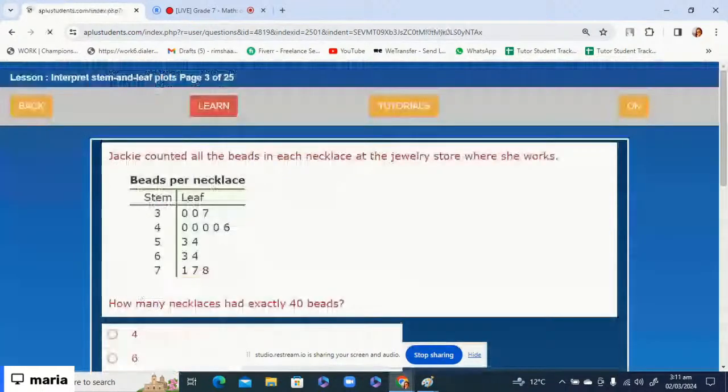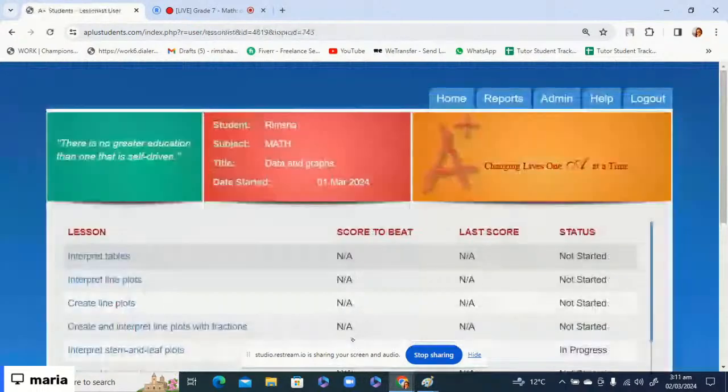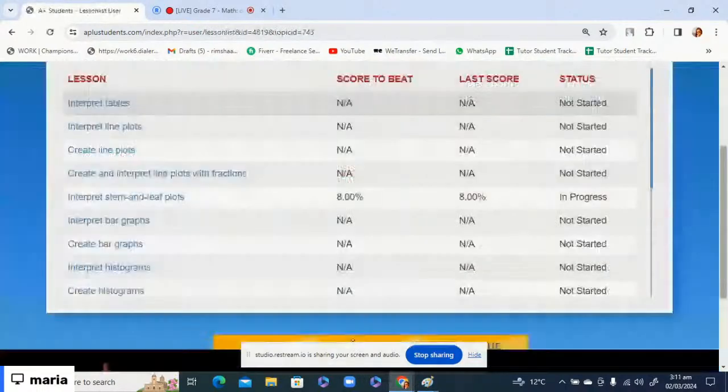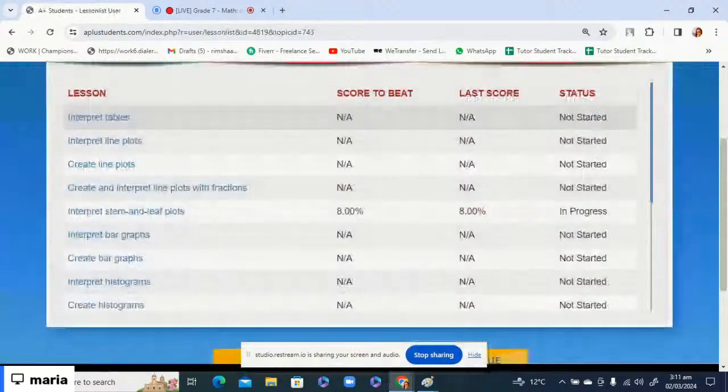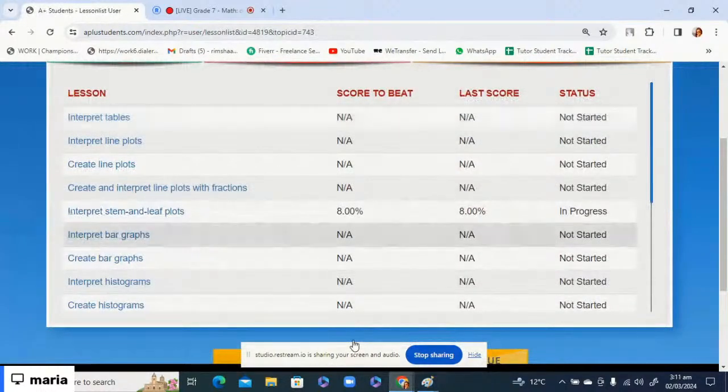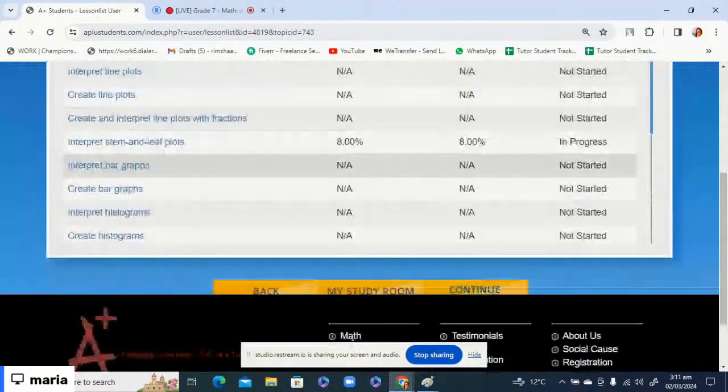Now you solve all the rest by yourself. Hope you understand this lesson. Here we just interpreted this stem and leaf. Okay, let's do the next one. Now interpret the bar graphs. Let's do this one.